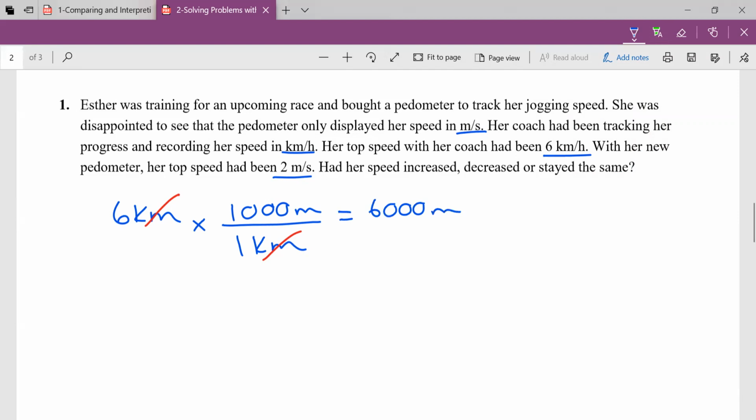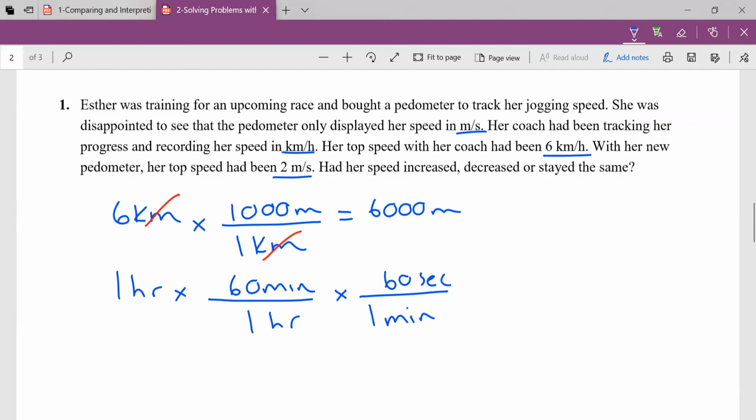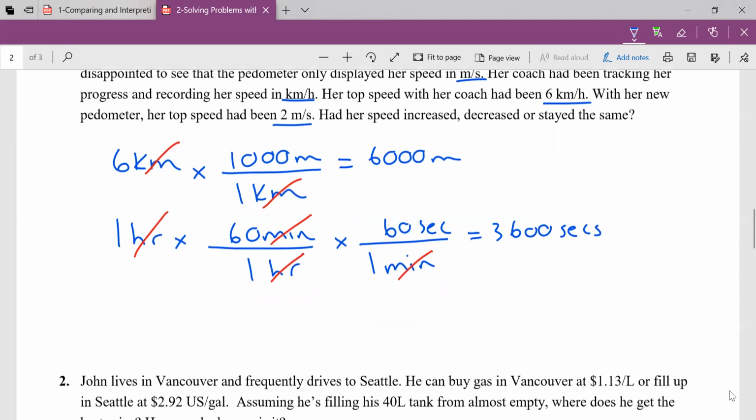Okay, what about hours? Well, I have to turn hours into seconds to match her pedometer. So 1 hour, first I'm going to convert that to minutes. I know there's 60 minutes per 1 hour, and then I want to convert that to seconds. I know in 1 minute, there's 60 seconds. Okay, did I do my analysis correctly? Well, minutes and minutes cancel out. Hours and hours cancel out. So what are we left with? 3,600 seconds.